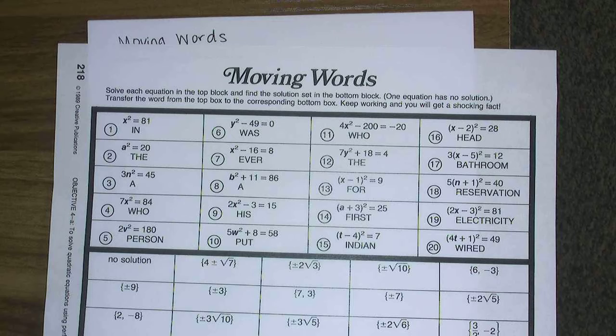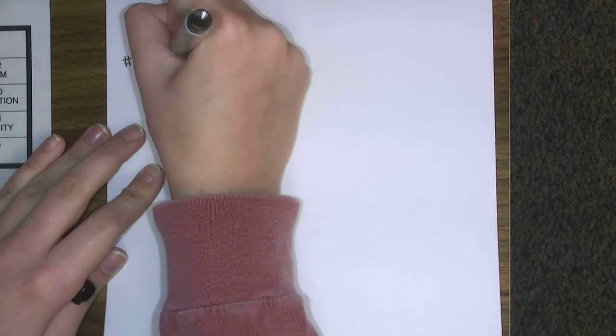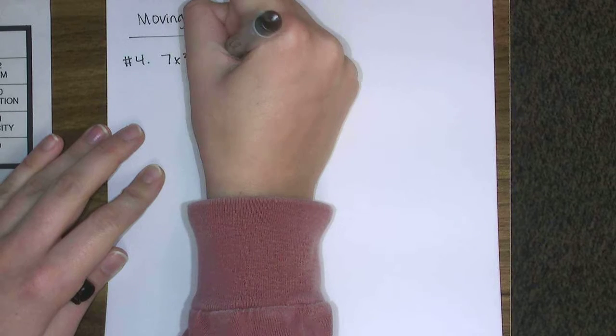Well, that sounds exciting. So I'm going to pick a couple and do them for you. They are numbered 1 through 20, so I'll pick about 4 or so of them to do for you. Try to get maybe one out of each column. Let's see. We'll start with 4. Alright, so number 4 says 7x squared is equal to 84.